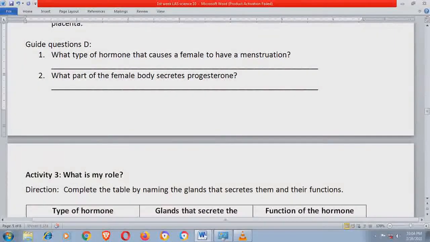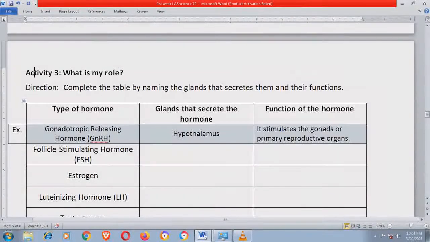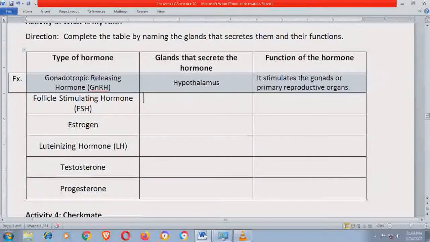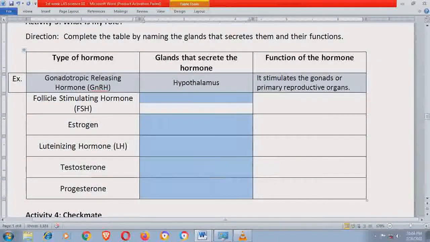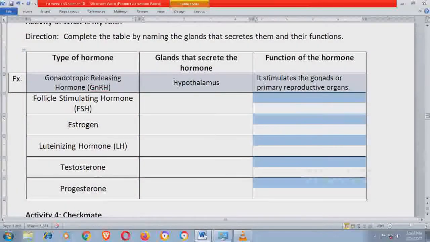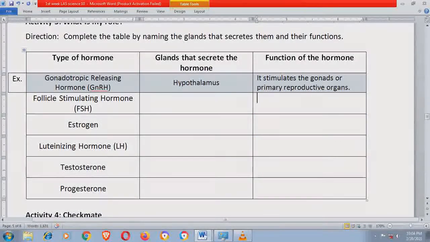Okay. Activity 3. What is my role? Ayan, dito, kumpletuhin lang yung table. So, dito sa second column natin, glands that secrete hormone. So, ano ba ang gland na nagsisecrete dito kay FSH, estrogen, luteinizing, testosterone, and progesterone. So, sulat naman niya yung part. And then, function of the hormone. Okay? Function of the hormone.